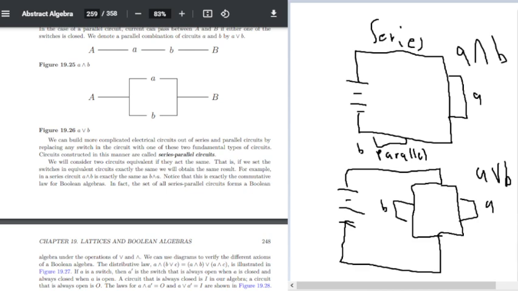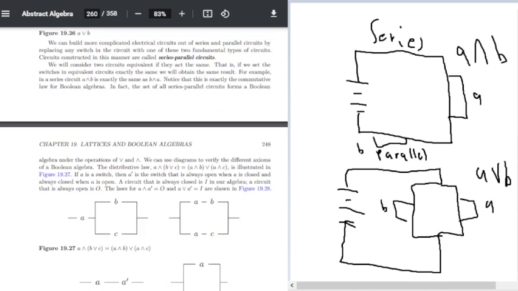Alright, we can build more complicated electrical circuits out of parallel and series circuits by replacing any switch in the circuit with one of these two fundamental types of circuits. Circuits constructed in this manner are called series-parallel circuits. We will consider two circuits equivalent if they act the same. That is, if we set the switches in equivalent circuits exactly the same way, we will obtain the same result.